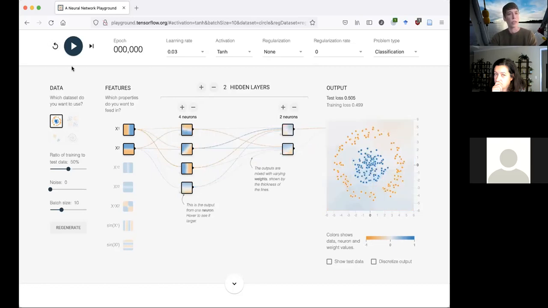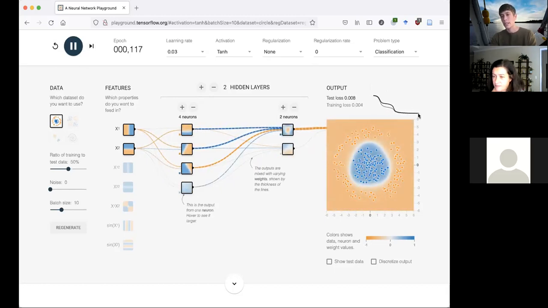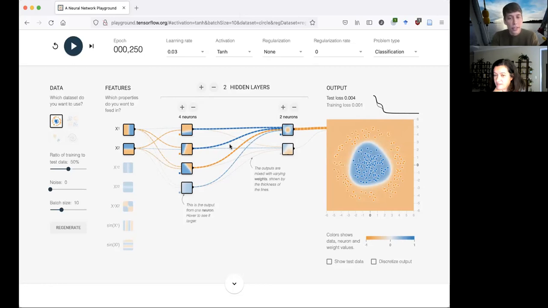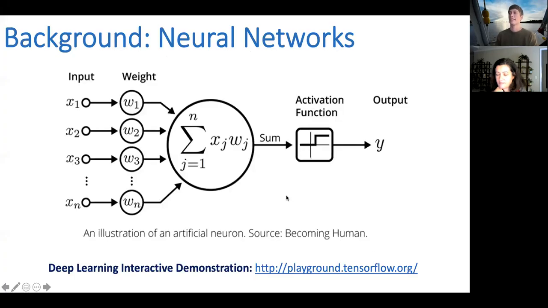I'm going to do this one more time, and I'm going to hit pause earlier just to give you a little bit of an idea. So this is the loss curve while it's training for the test and training sets. And you can see as the model learns, it reaches a minimum that it's quite happy with. So this tool is a lot of fun. I highly recommend checking it out when you have time. Otherwise, I'm going to go back to the presentation now.